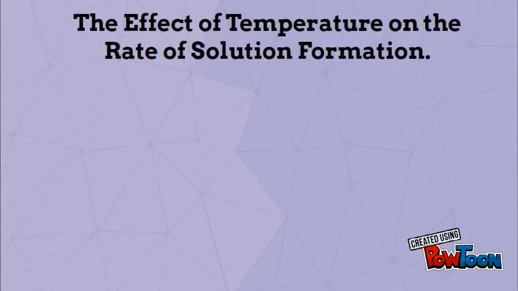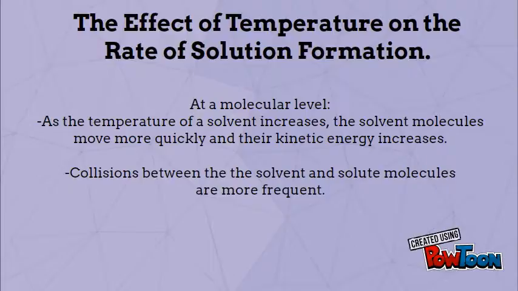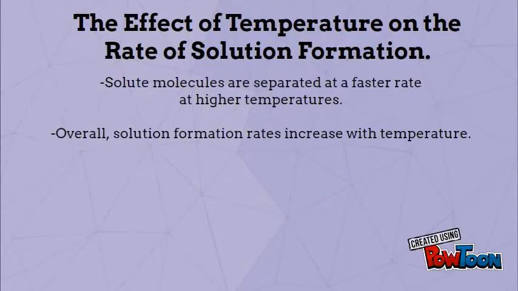The third method of affecting a solution's formation rate is changing its temperature. At a molecular level, the increase in temperature causes the solvent molecules to move more quickly. This is due to the heat increasing the solvent molecules' kinetic energy, causing them to move more. Because of the increased movement, there are higher probabilities of the solvent and solute molecules colliding. These collisions break up the solute, increasing the speed of the formation of the solution.